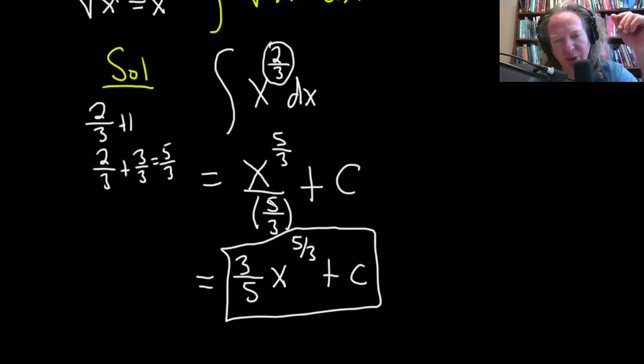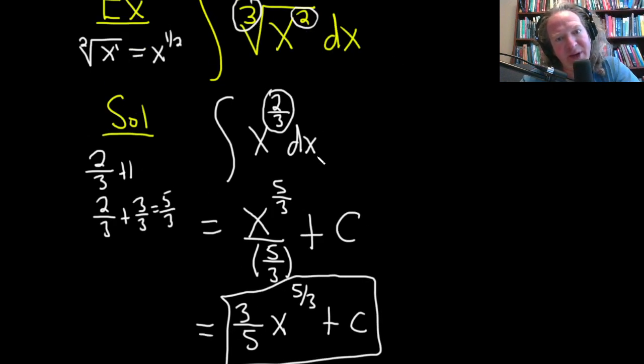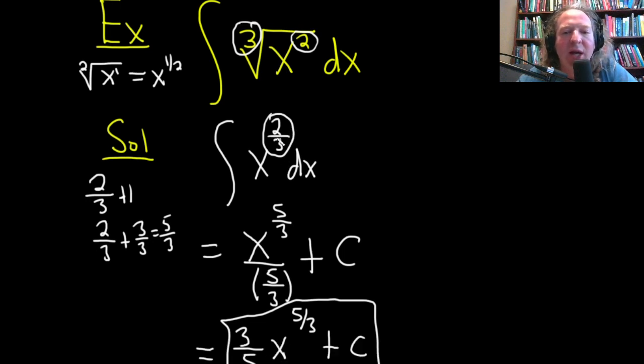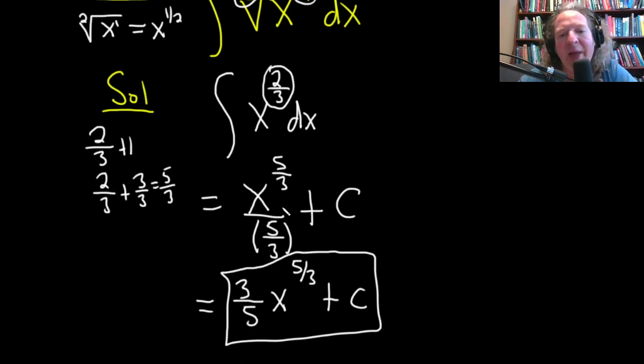So pretty simple. Again, the key step, I think, is start off by rewriting it. So it's this number over this number, and then just apply the power rule when you get here. So you take the 2/3 and you add 1 to it. So 2/3 plus 1 is really 2/3 plus 3/3, which is 5/3. And then you divide by 5/3, but that's the same thing as multiplying by the reciprocal of 5/3, which is 3/5.